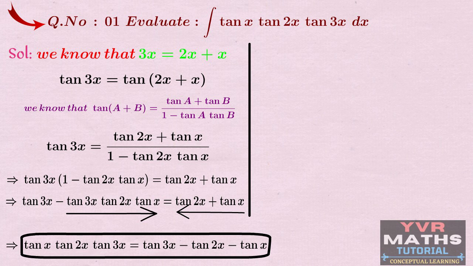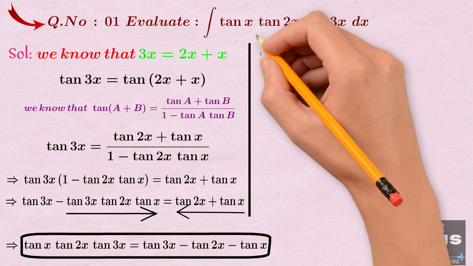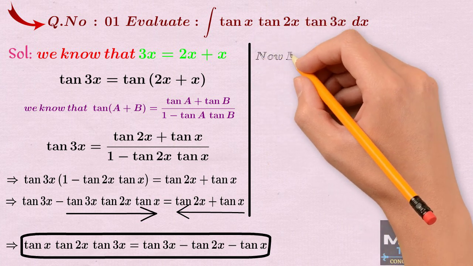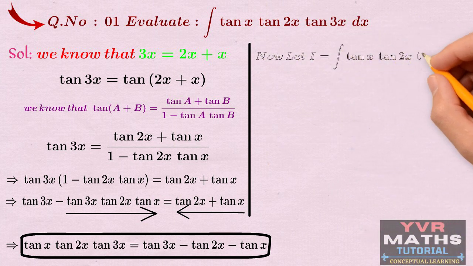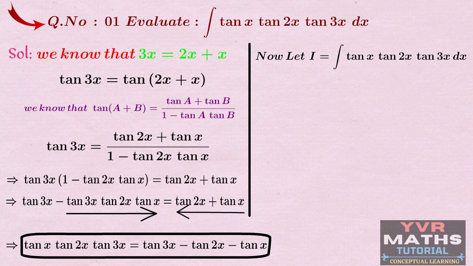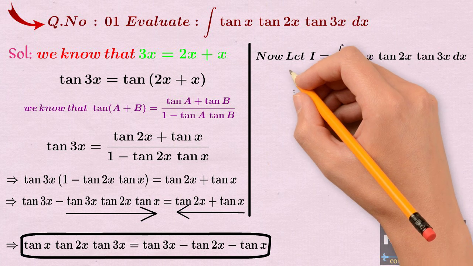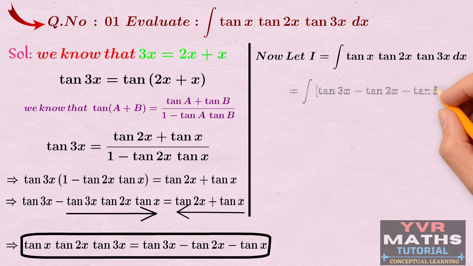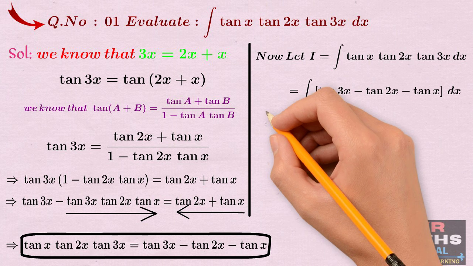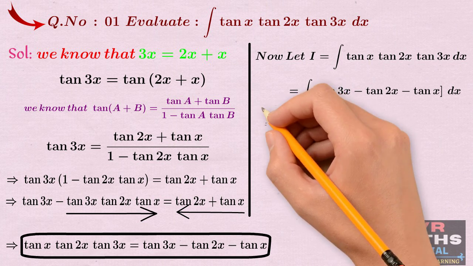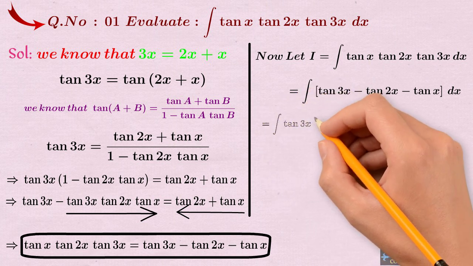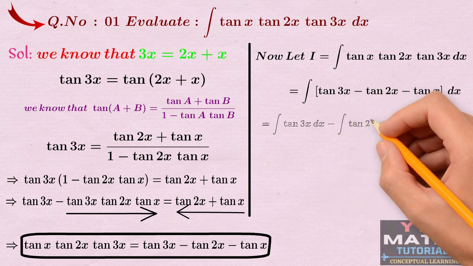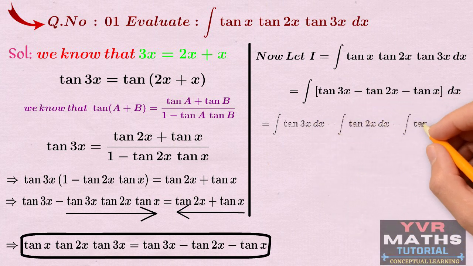So now I am considering the given integral as capital I. Now let I be equal to integral tan x into tan 2x into tan 3x dx. From this condition I am substituting the value of tan x into tan 2x into tan 3x. Then the next step is integral tan 3x minus tan 2x minus tan x dx. By using basic properties of indefinite integrals, I am going to apply individual integrals. Then the next step is integral tan 3x dx minus integral tan 2x dx minus integral tan x dx.